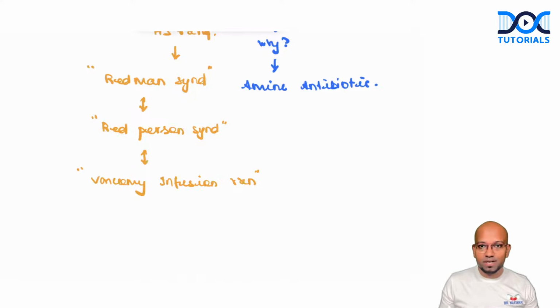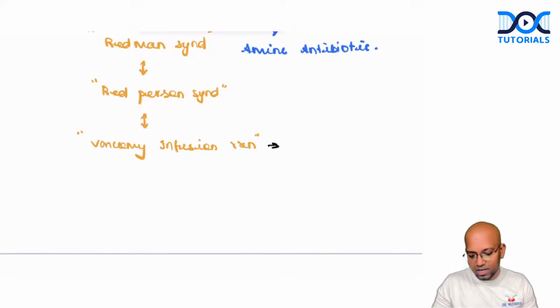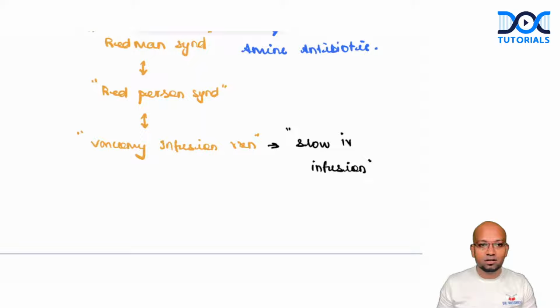In fear of this vancomycin infusion reaction, which is pretty much unpredictable, we don't know which patient will develop it. It is always advised to administer this drug as slow IV infusion, not just IV infusion. We're just adding a feather to the cap, adding the terminology slow. So it is administered as slow IV infusion.